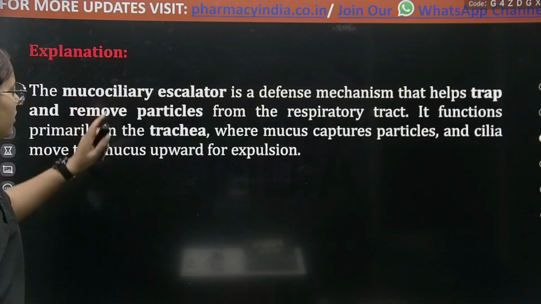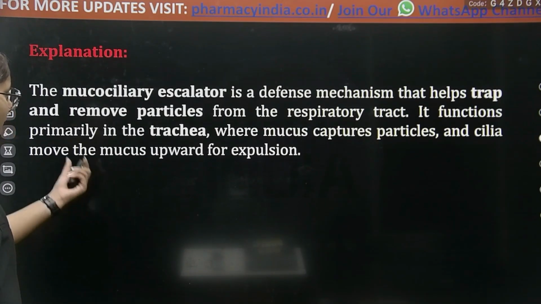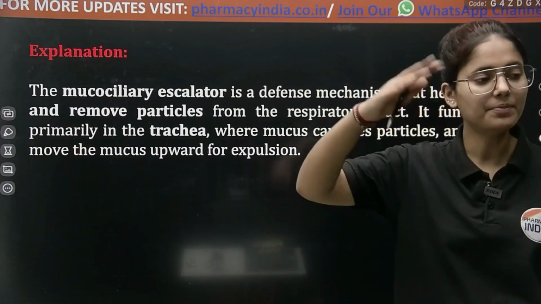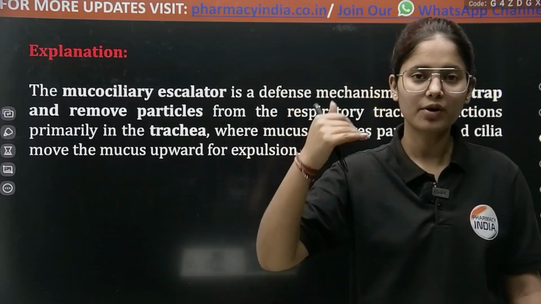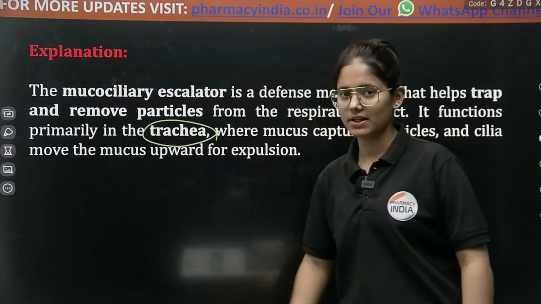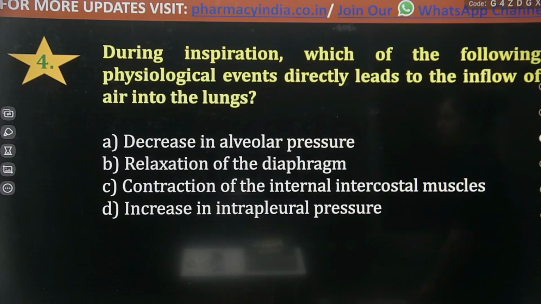And mucociliary escalator is a defense mechanism that helps trap and remove extra particles from the respiratory tract. It functions primarily in the trachea, where mucus captures particles and cilia move the mucus upward for expulsion. Clear? For exhalation. So the correct option is trachea. Clear? Trachea.